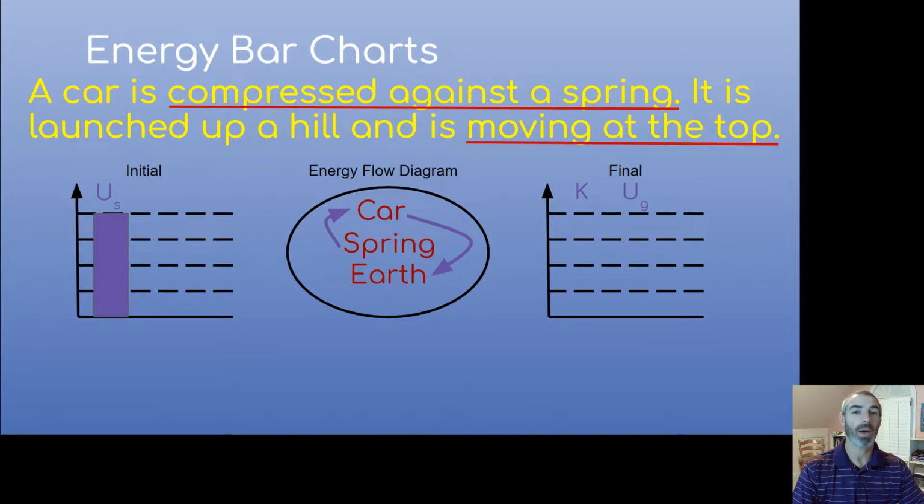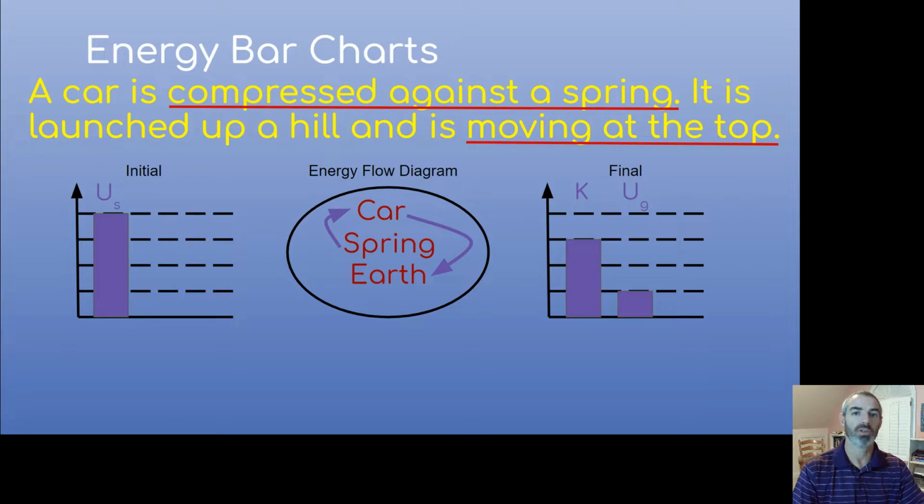So I can split it up however I want because it's a qualitative representation. In this, I chose to go 3 kinetic and 1 gravitational. It could have been 2 and 2. It could have been 1 and 3. It could have been 2.5 and 1.5, as long as it adds up to the total amount we had to begin with. The point of drawing the bar charts is to get to the conservation equation.